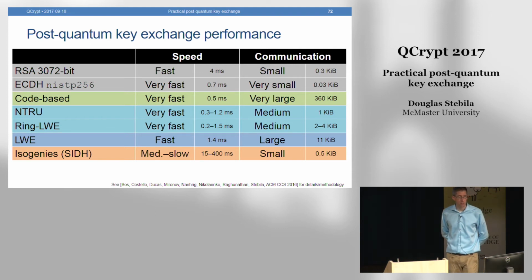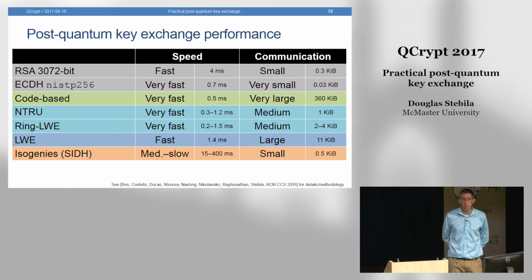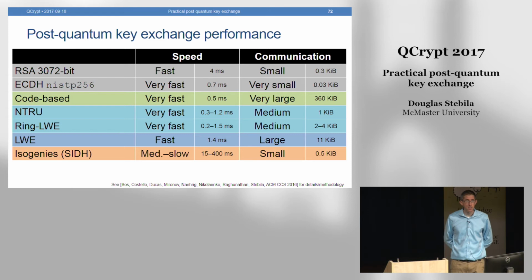You can see our code-based crypto systems can be quite fast, but have very large public keys, around 300 kilobytes. Our ideal lattice systems in the middle of the table probably have the best performance trade-off. They're quite fast, and they are larger than RSA and elliptic curves, but they're not too much larger, 1 to 4 kilobytes of communication round trip. LWE is a bit larger. Our smallest post-quantum crypto system, elliptic curve isogenies, is unfortunately much slower than the other ones, between 15 milliseconds up to 300 milliseconds, 400 milliseconds for a non-optimized implementation.